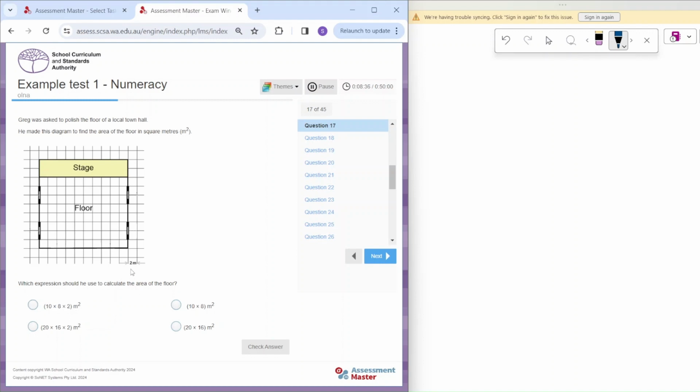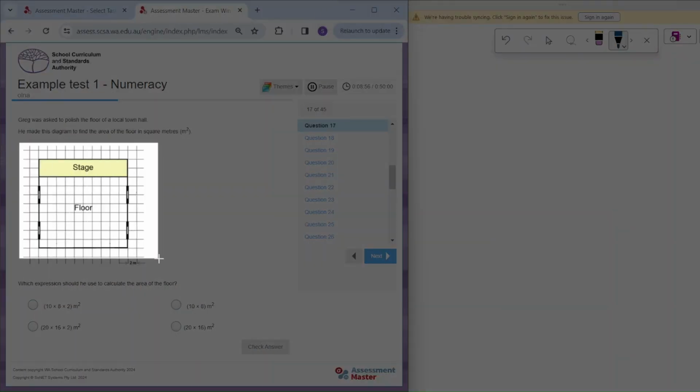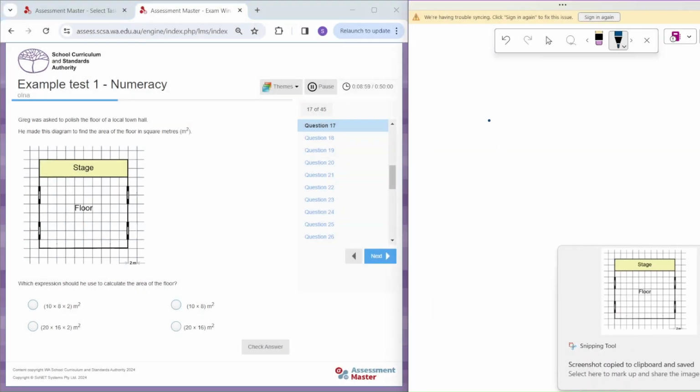Before we can actually do that, we need to work out what the area of the floor is ourselves by using the diagram. We've been told here in the key that one box or one length here is 2 meters. So if I count 1, 2, 3, 4, 5, 6, 7, 8, 9, 10, we have a length of 10. Let me just take a snip of this actually so I can show you. We have a length of 10.